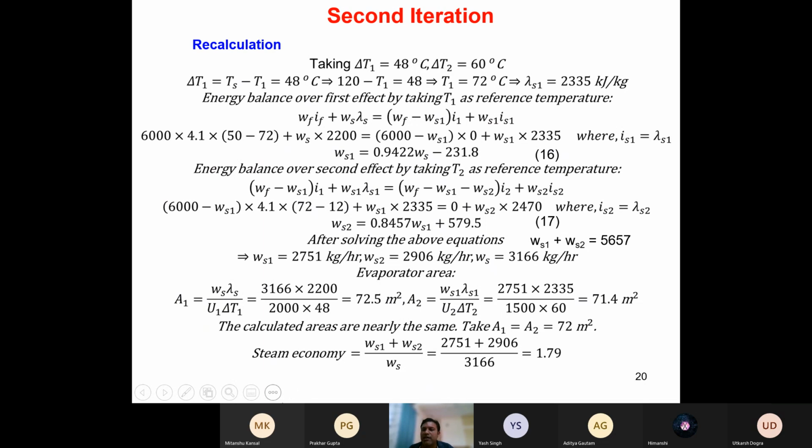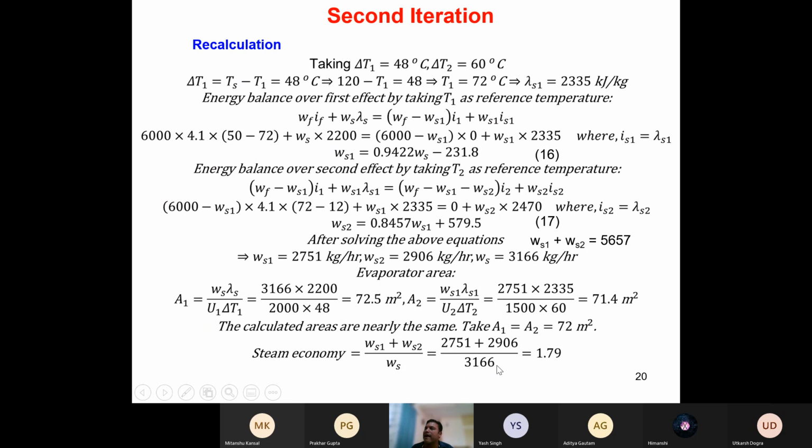Now what is the steam economy? Steam economy is the total evaporation divided by the steam used. So total evaporation is 5657, divided by the amount of steam used. The amount of steam used is WS. So WS is 3166. So this total 5657 divided by 3166. If we divide that, we get the steam economy equals 1.79.